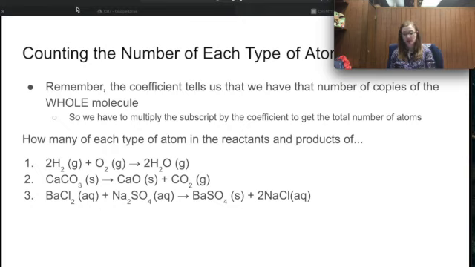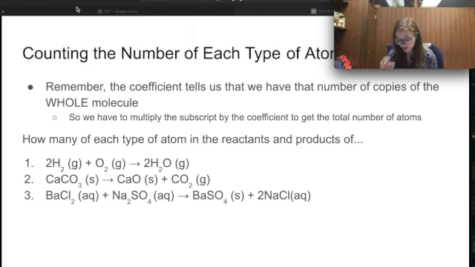So I'm going to go ahead and work through some examples so that you can see how this works, because it's much easier to get a feel for it from doing it rather than just having me try to explain it to you in words. So we want to know how many of each type of atom are present in the reactants and in the products of the first equation there. So this is hydrogen gas reacting with oxygen gas so that it can produce water.